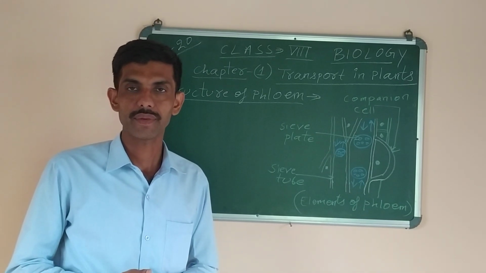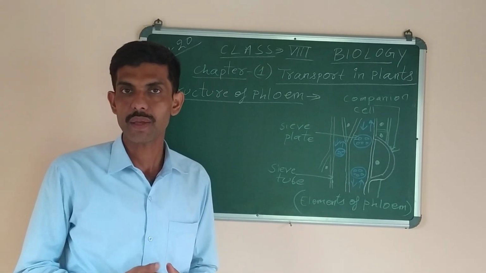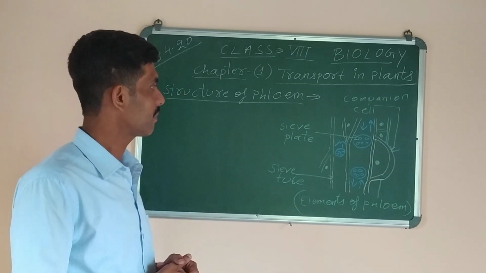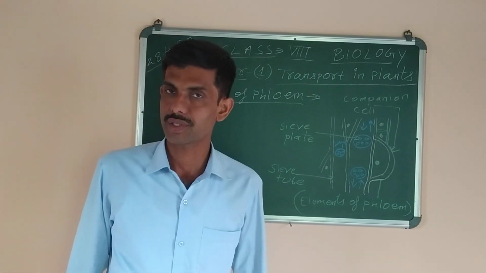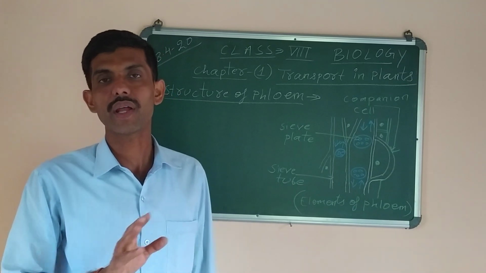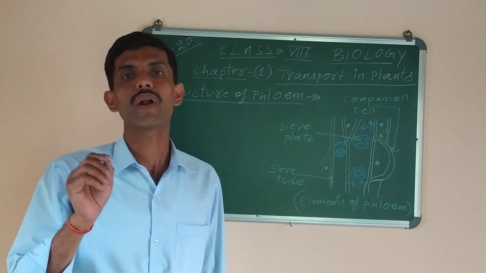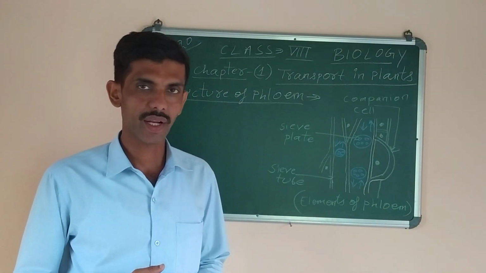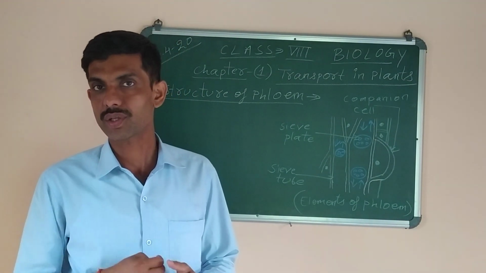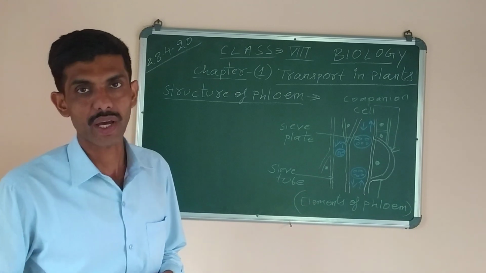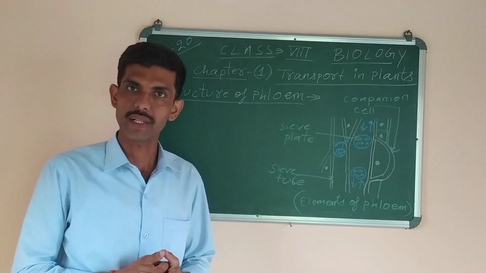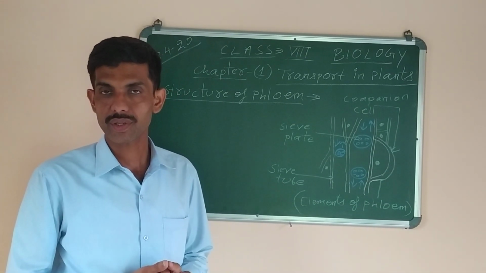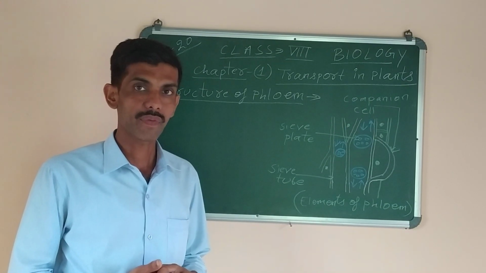Then we also studied about the different types of plant tissues. What are they? That is simple tissue and complex tissue. Simple tissues are the ones which are made up of only one type of cells, like parenchyma, collenchyma and sclerenchyma. Then complex tissues are those plant tissues which are made up of more than one type of cells. There are two types of complex tissues. What are they? Xylem and phloem.